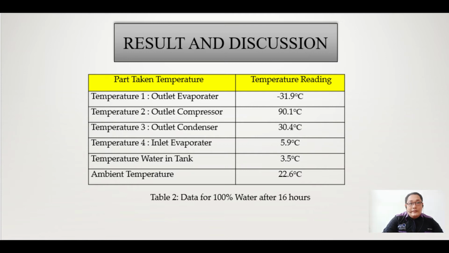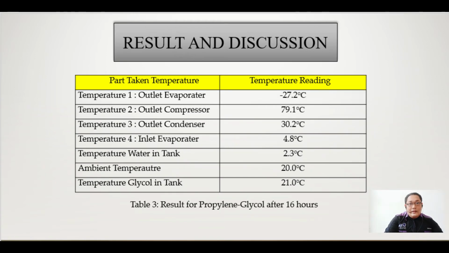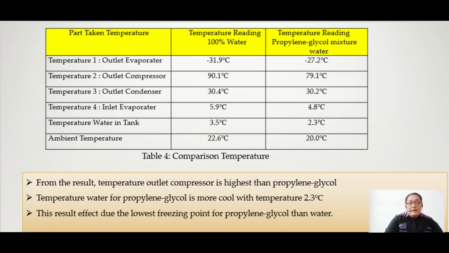Here is the result for 100% water after 16 hours. Okay. During this operation, the ambient temperature is 22.6 Celsius and the outlet for the compressor is 90.1 Celsius. Okay. Here is the result for the propylene glycol water mixture after 16 hours, and the ambient temperature is 20.0 Celsius and the outlet for the compressor is 79.1 Celsius. Okay.